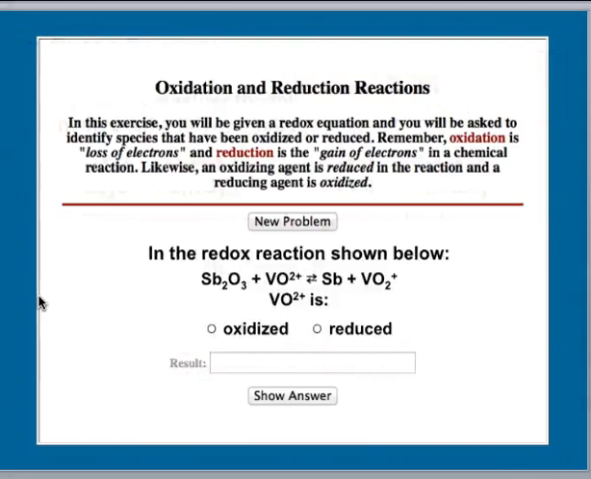Tutorial. This is a redox reaction. Nothing has happened to the oxygen in our vanadium oxide, but what happened to the vanadium? Has it been oxidized or reduced? Now on the tutorial, you click a button on Blackboard, and you will see this on Blackboard. You have to write the word oxidized or reduced. Please spell it correctly.